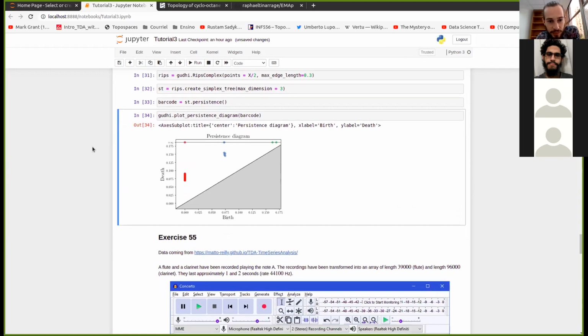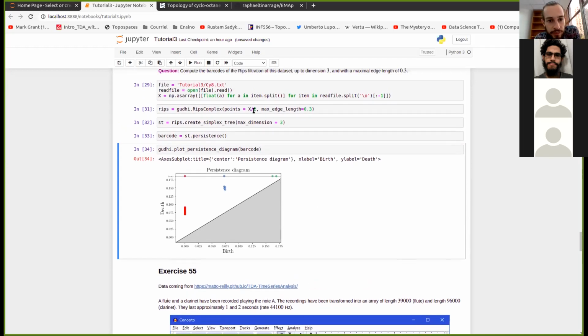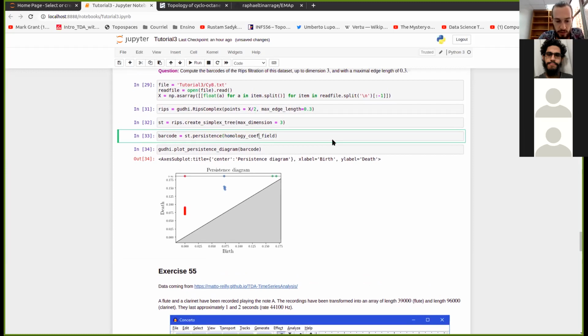Okay. Well, yeah. Right. I should have put here the field. And as Lucas says, by default in Gudhi, the base coefficient field is Z over 11Z. For some very mysterious reason, it's not Z over 2Z. So yeah, I add it here.